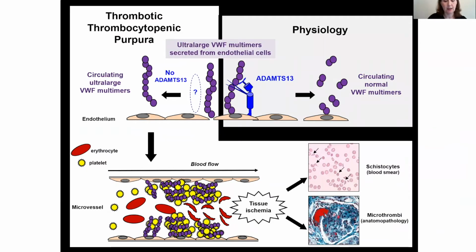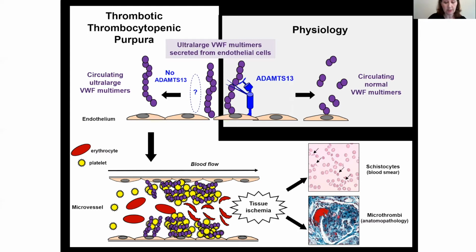So finally, how does ADAMTS13 act to induce TTP? In physiology, the ultra-large multimers of von Willebrand factor secreted by the endothelial cells are cleaved by ADAMTS13 into smaller multimers, whose hemostatic power is good enough to prevent bleeding, but not too strong in order to prevent thrombosis.